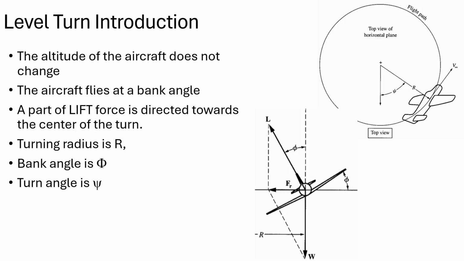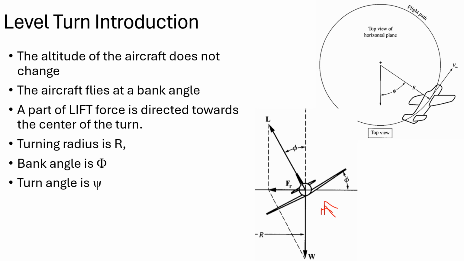The first part covers the level turn. The altitude of the aircraft does not change. The aircraft is at a bank angle as shown. This is from the front, all right? So as you see from the front, the aircraft is at a bank angle phi.